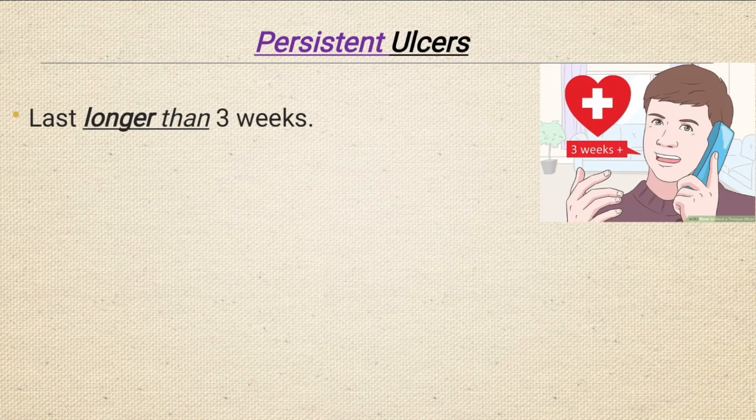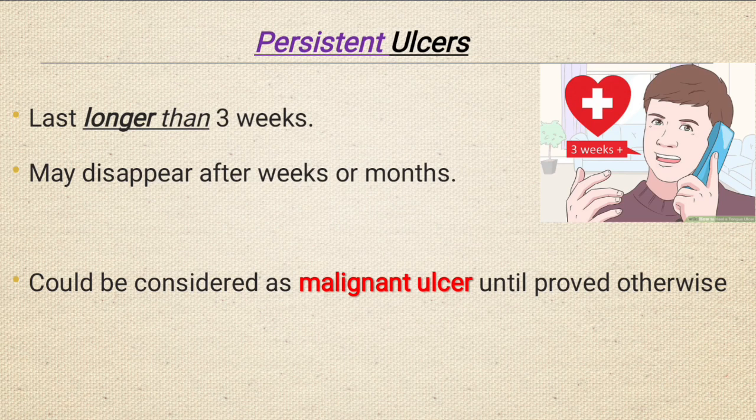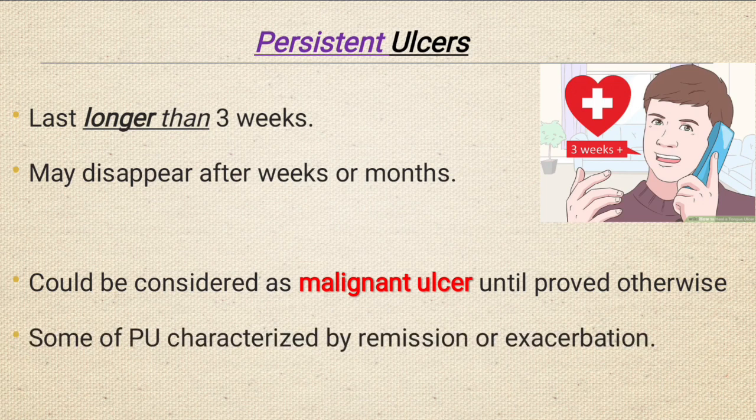And persistent ulcers are those ulcers that last longer than 3 weeks, may disappear after weeks or months, and could be considered a malignant ulcer until proven otherwise. Normal or most common ulcers would be of a short duration, okay, that heal spontaneously or with non-surgical treatment. When those ulcers don't heal or spontaneously regress and stay for 1 month or more, they are called persistent ulcers, and the patient will be suspected of squamous cell carcinoma or cancer in general. So these ulcers must be biopsied to rule out malignancy.